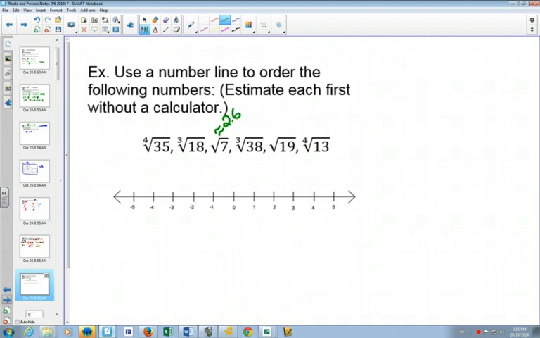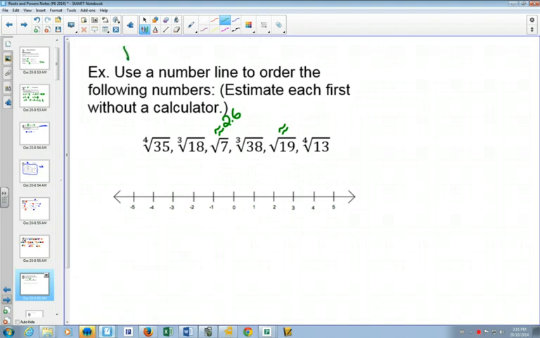So we're going to say 2.6. Okay. Which is the next easiest one to estimate? 19. What do you think that's going to be close to? No, it won't be close to 9. It's going to be close to 4.